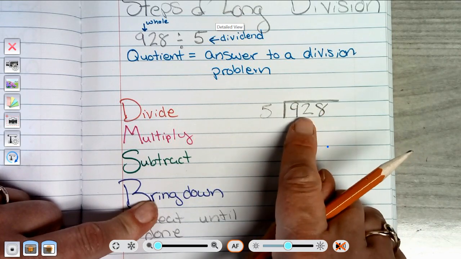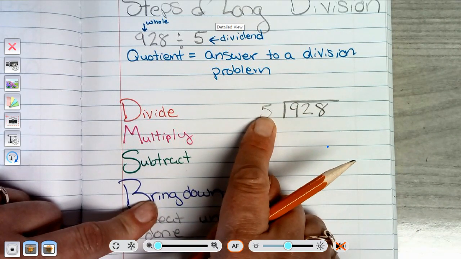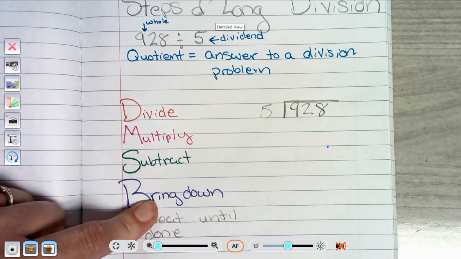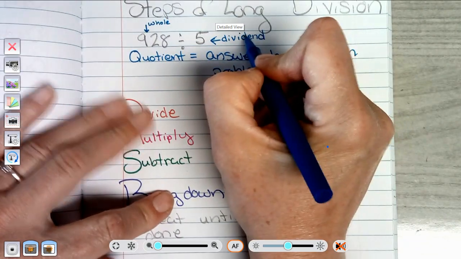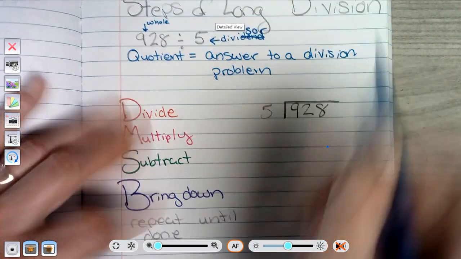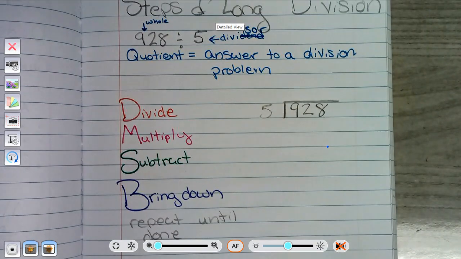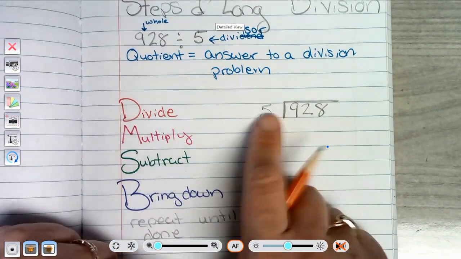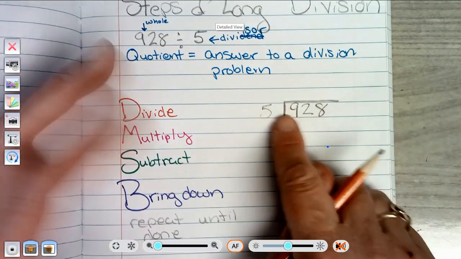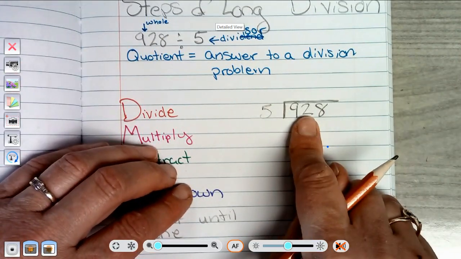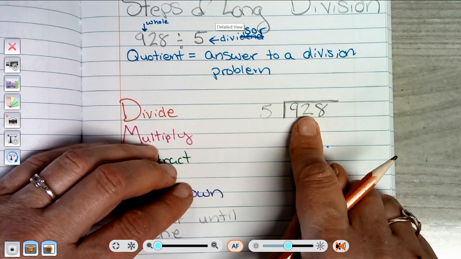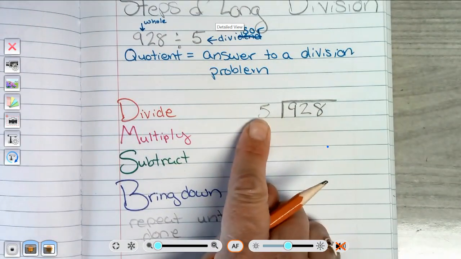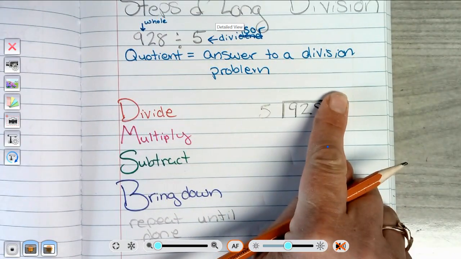Whole goes in the house, and the dividend, I'm saying dividend, but this should actually say divisor, D-I-V-I. Sorry, I was wrong. Divisor is outside of the house, basically knocking at the door. That's what I like to say. This 5 is trying to knock at the door of 928, and the 5 is trying to ask itself, how many times can we fit 5 inside of 928? Another way to think of it is 928 has to be split into 5 groups. How many will be in each group?